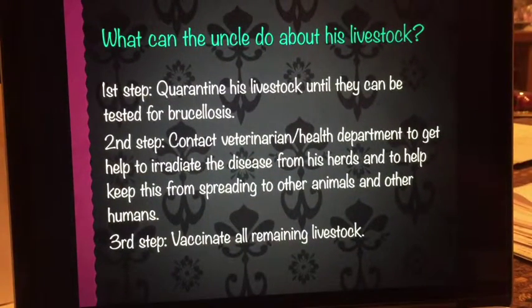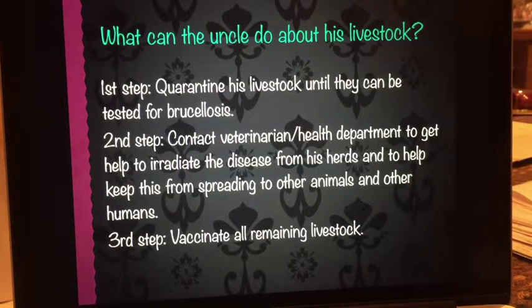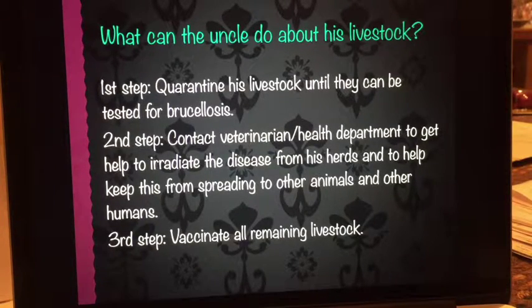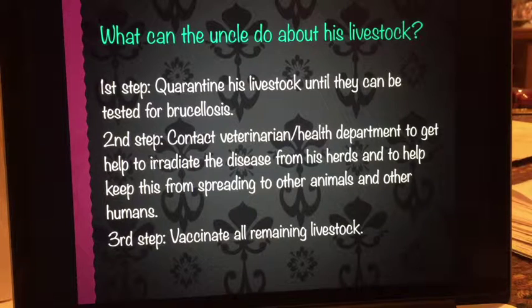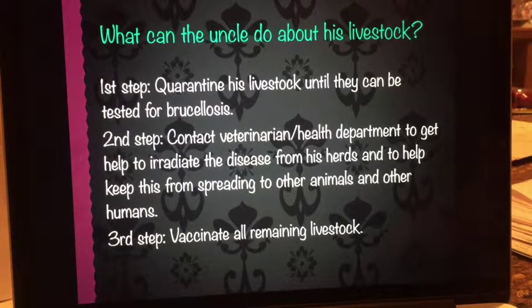What can the uncle do about his livestock? Well, you know, this didn't end with the child. The livestock and the people that are around the livestock could be exposed to this as well. So the first step would be to quarantine the livestock until they can be tested for brucellosis. The second step would be to contact the veterinarian and health department to get help to eradicate the disease from the herd and to keep this from spreading to other animals and other humans, most importantly. The third step is that there is vaccination for livestock so they don't contract this and spread it.